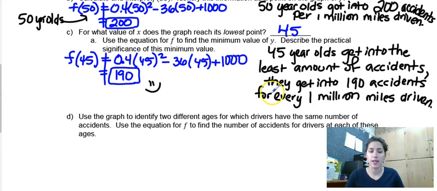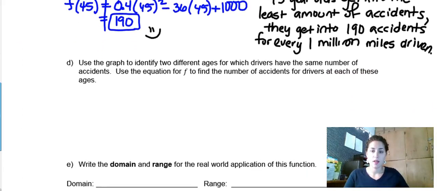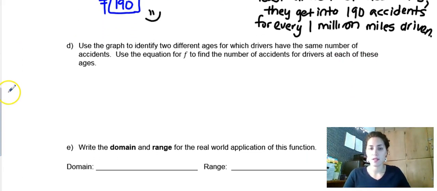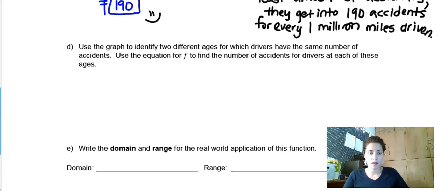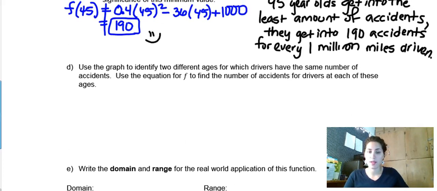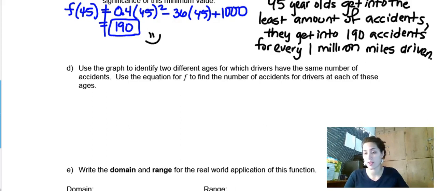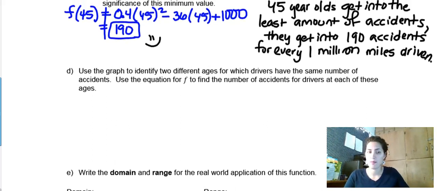Our last question says, use the graph to identify two different ages for which drivers have the same number of accidents. Use the equation for f to find the number of accidents for drivers at each of these ages. Let's go look at our graph and see what's going on. So we have to use the graph to identify two different, I'm just rereading the directions before I go look. Drivers have the same number of accidents. All right.